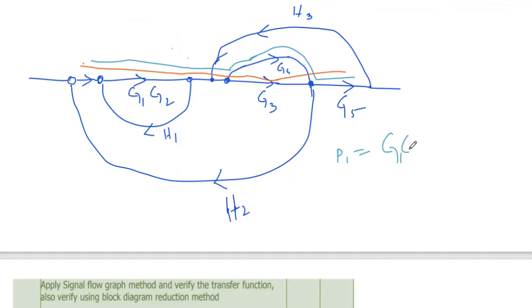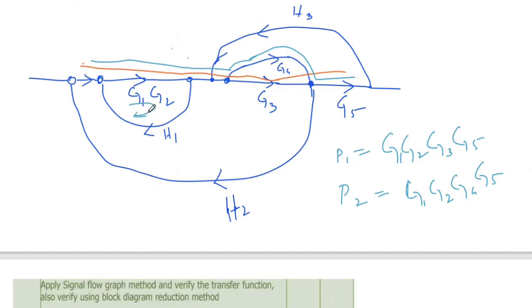G1, G2, G3, G5. P2 is G1, G2, G4, G5. Okay. How many loops are there?